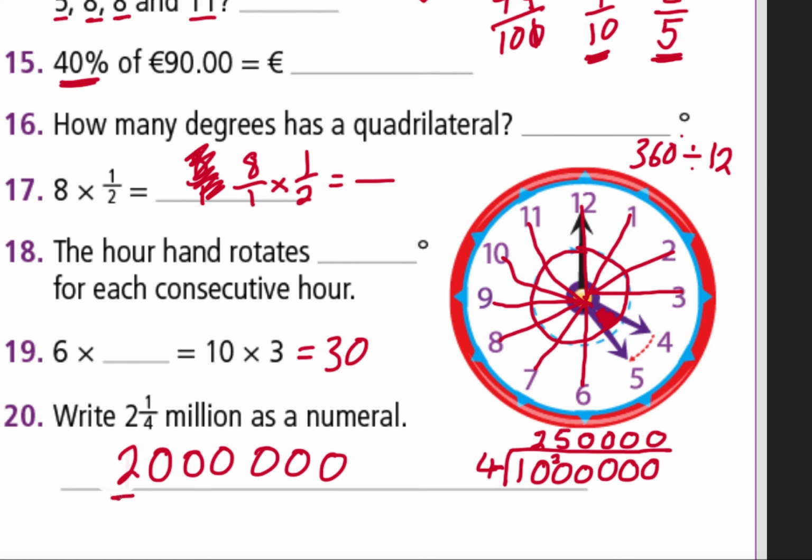So we have our 2 million here, and then we need to get rid of these zeros and replace them with this, which is a 1/4 of a million. Okay, so see if you can write down that number. It'll be 2 and then these numbers here following it. Yeah, that'll be 2 1/4 million. 2 and these numbers here following.